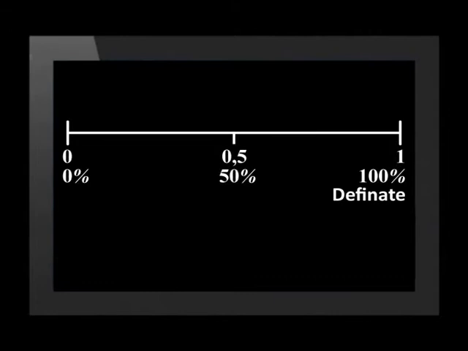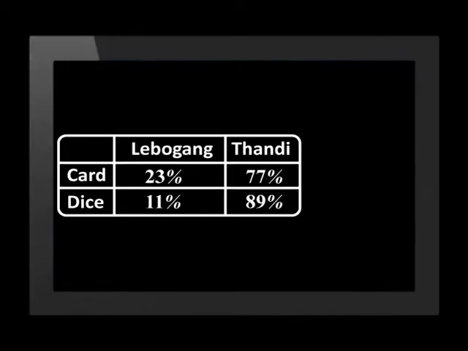When the probability is less than 0.5, the expected outcome or chance of winning is less likely. But when the probability is greater than 0.5, the expected outcome or chance of winning is more likely. I think you can see that Lebogang was right to reject both of Tandy's options, because in both cases she had more chance of winning than he did. For the card game, Lebogang only had a 23% chance of winning, but Tandy had a 77% chance of winning. While in the dice game, Lebogang had an 11% chance of winning, but Tandy had an 89% chance of winning, which is far more likely.